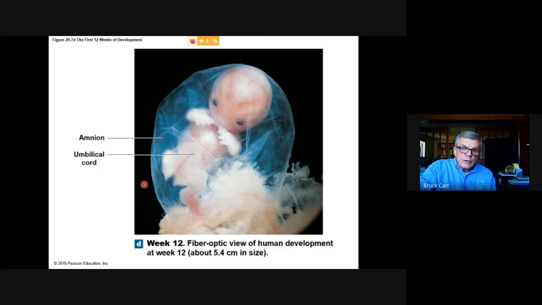Week 12, 3 months into the first trimester, and definitely more human appearance. This is a good picture showing you the development and separation of the fingers. The eyes are developing. The nearly transparent skull is showing you the development and the division of the frontal lobes of the brain. All within this amniotic sac, the attachment of the umbilical cord to the placenta shown here.